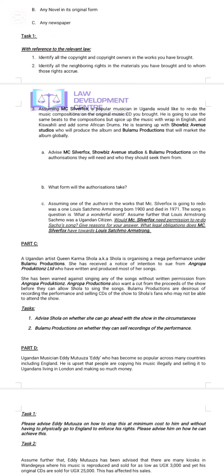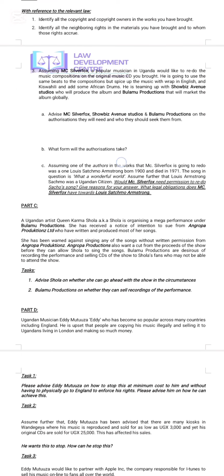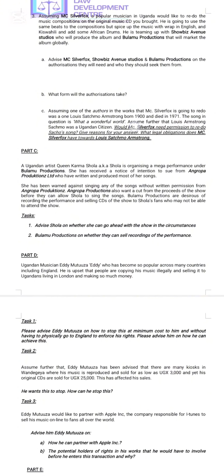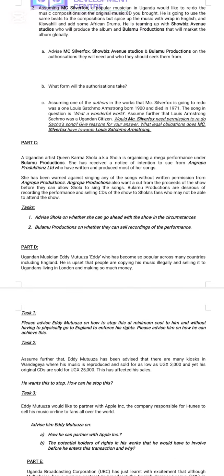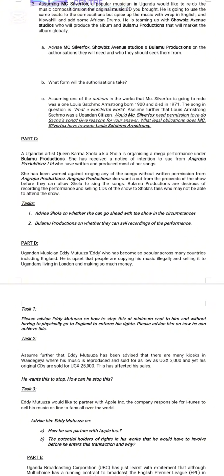Assuming Mr. Sylvester, a popular musician in Uganda, would like to redo the music composition on the original music CD you brought, he is going to use the same beats, the composition, but spice up the music with rap in English. He's teaming up with Showbiz. Advise Mr. Sylvester on the authorization. So you have to get authorization from the author of the work, from the original author of the work. What form will the authorization take? So I think it has to be in writing.